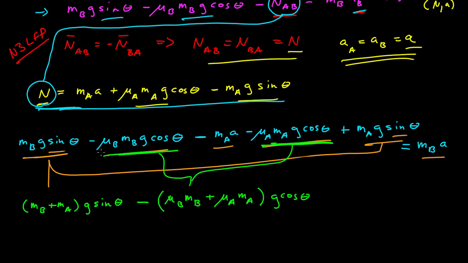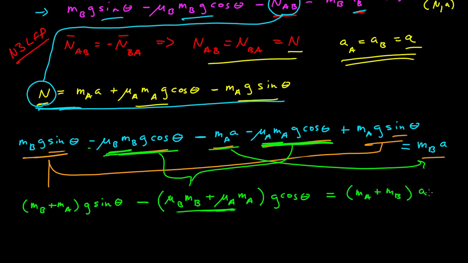So I factored out a negative and I factored out a g cos theta from each of these terms, leaving me the sum here times g cos theta. Okay? So in both of these, I'm going to keep my acceleration on the other side. I bring this to the other side of the equation, factor out the a, and I get m sub a plus m sub b is equal to the acceleration.